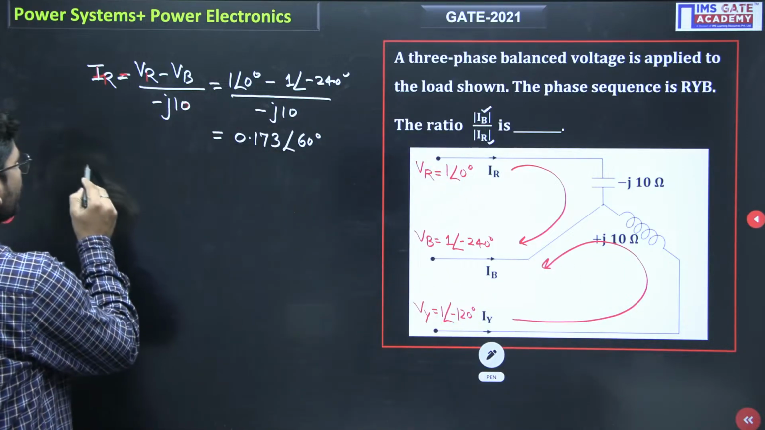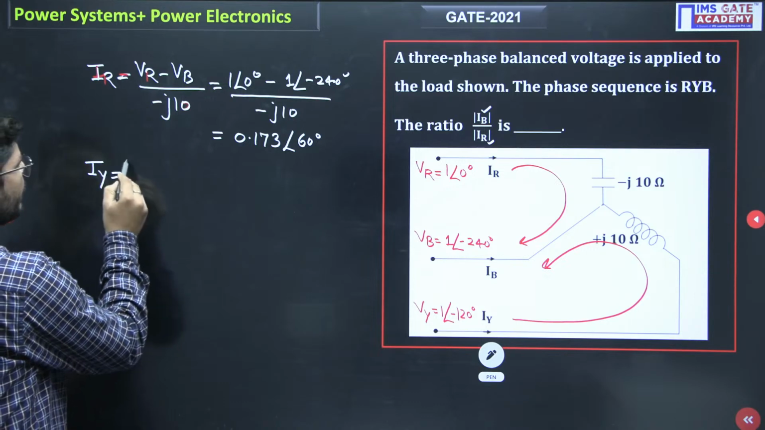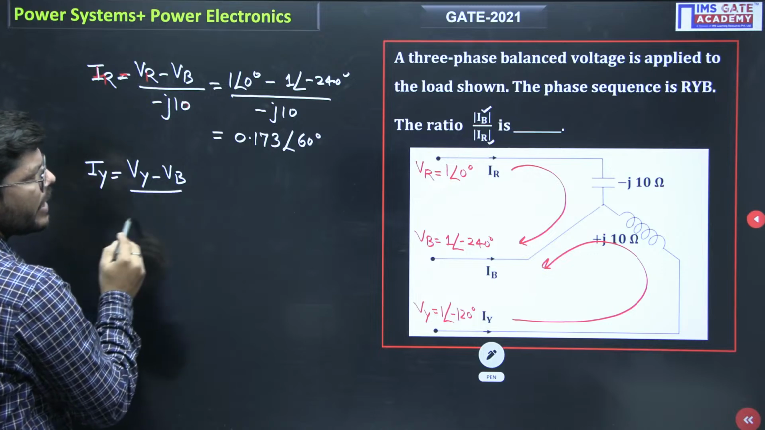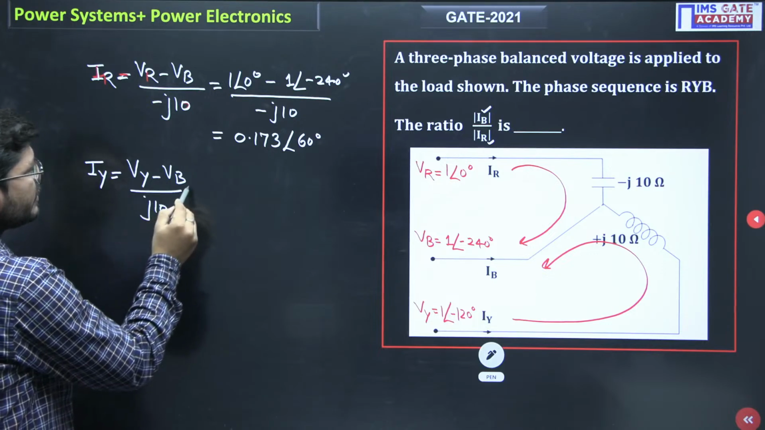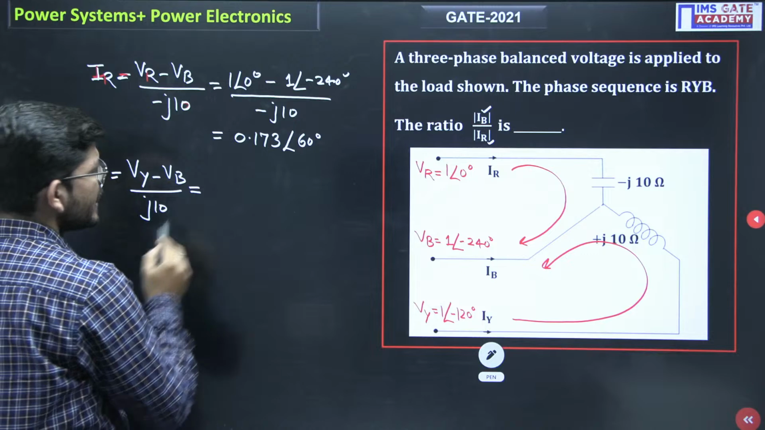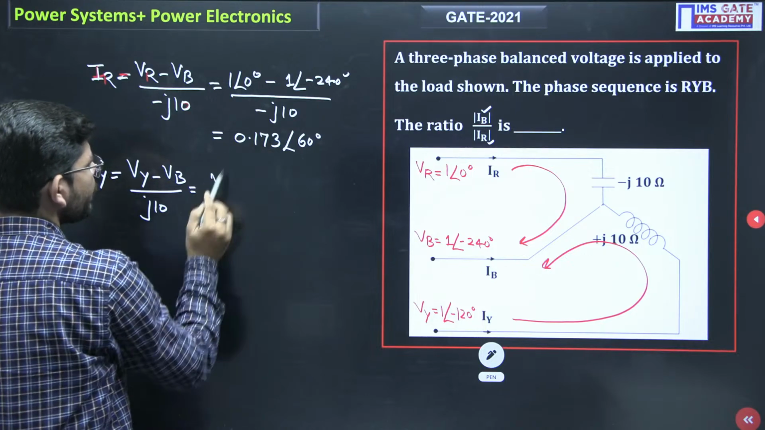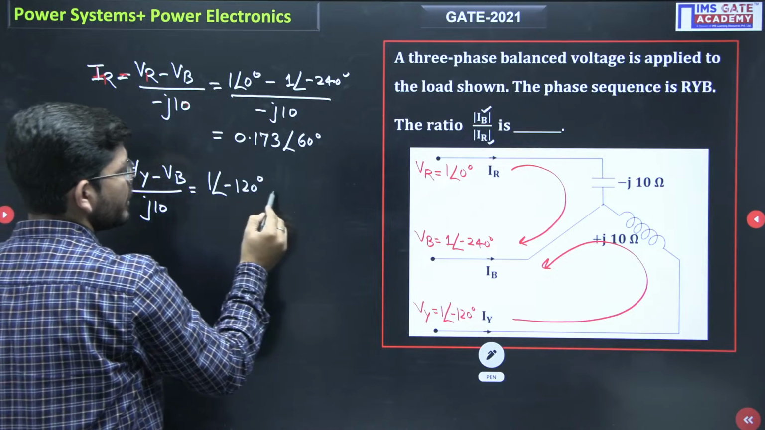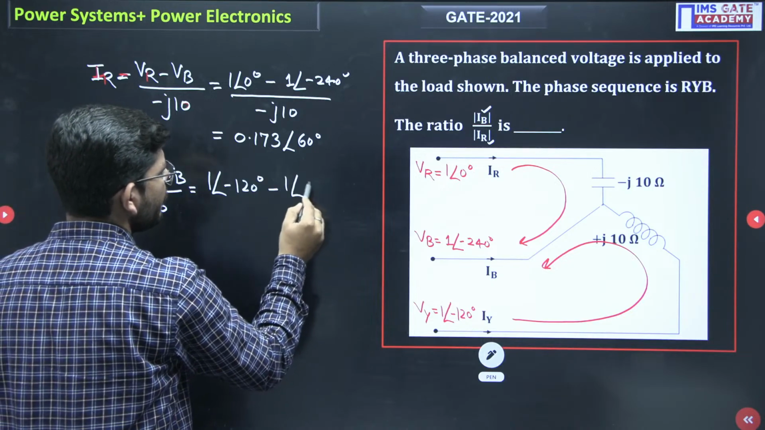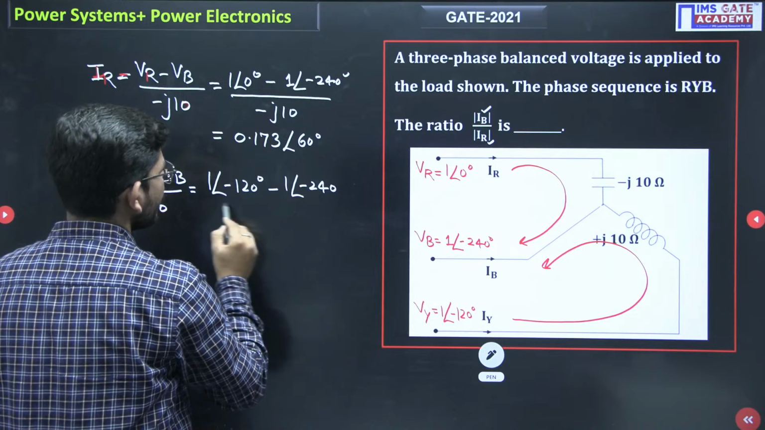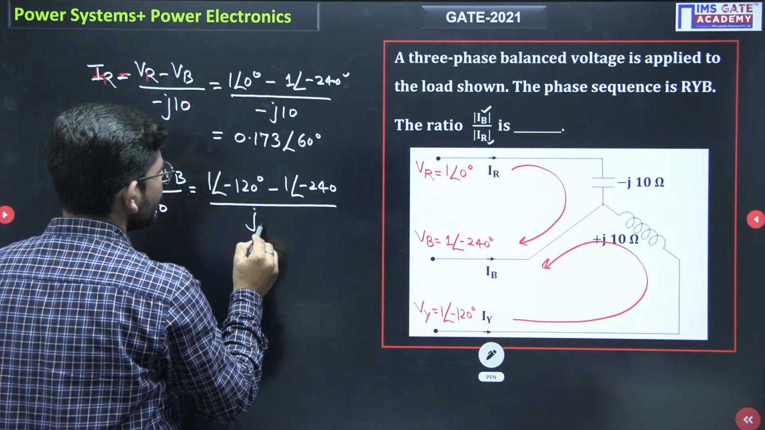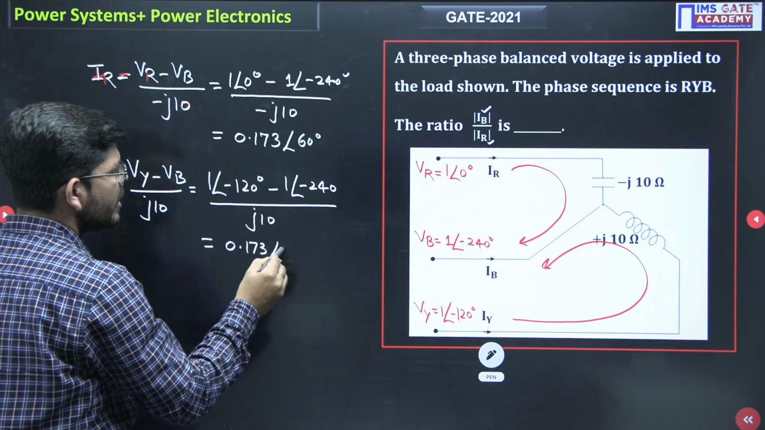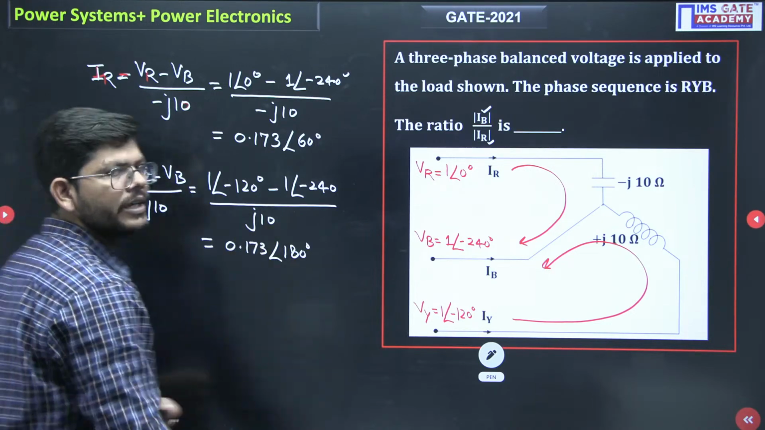So if we have to find IY, it will be simply Vy minus Vb divided by J10. This is the impedance that this current is seeing. So what is IY? It is 1 angle minus 120. What is Vb? 1 angle minus 240, divided by J10. So when you solve it, again you will get 0.173, but this time the angle will be 180 degrees.